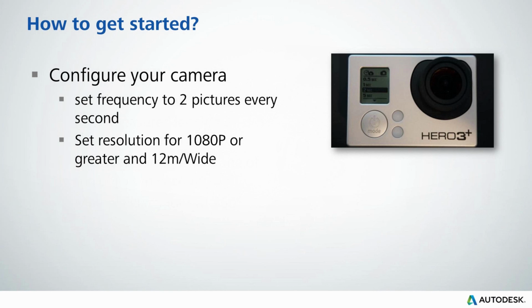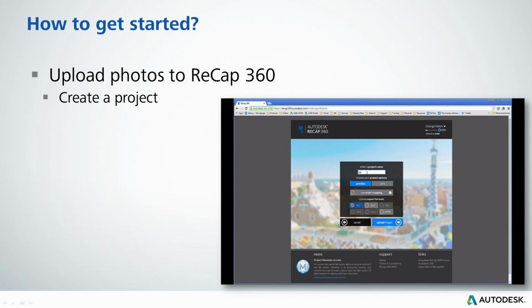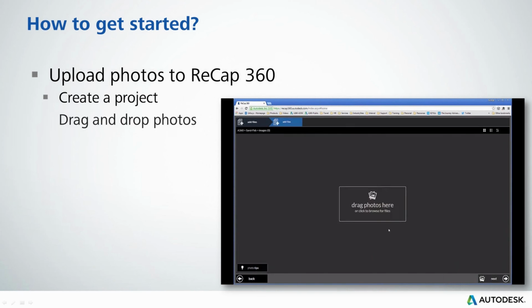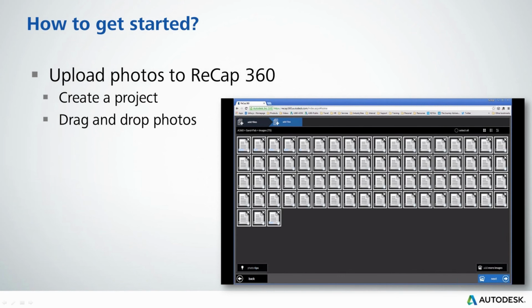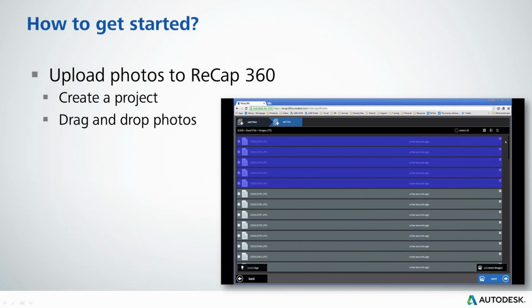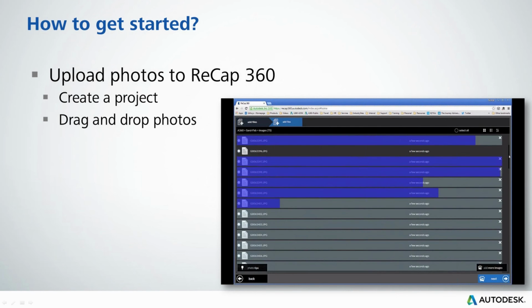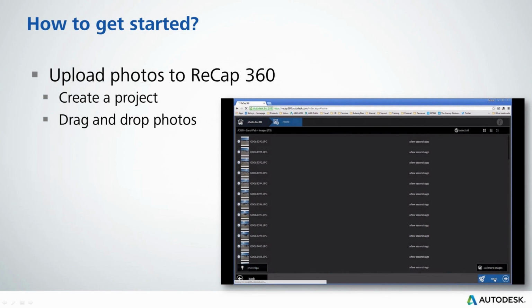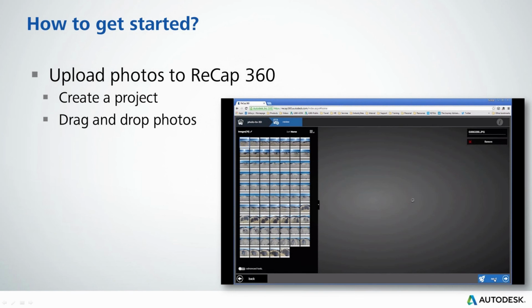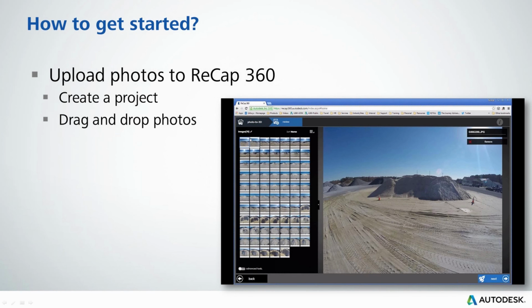So, uploading our photos to ReCap 360. Pretty simple process. You go to recap360.autodesk.com, start a brand new project. As you can see here, I've configured it so that I am in feet units. Then we're going to drag and drop from Windows Explorer all of those photos that we took out in the field. You can set this project up to be draft quality, as I would say, or we can go full res right off the bat.